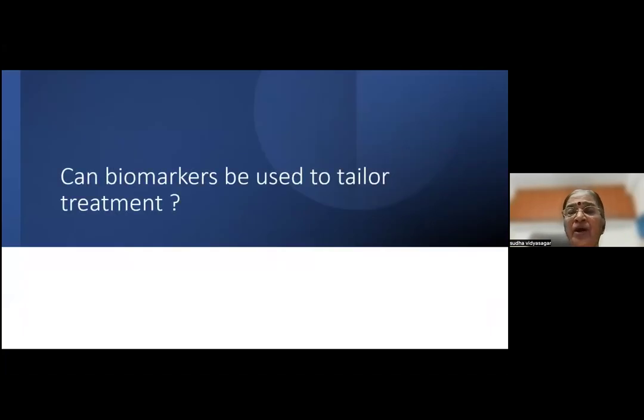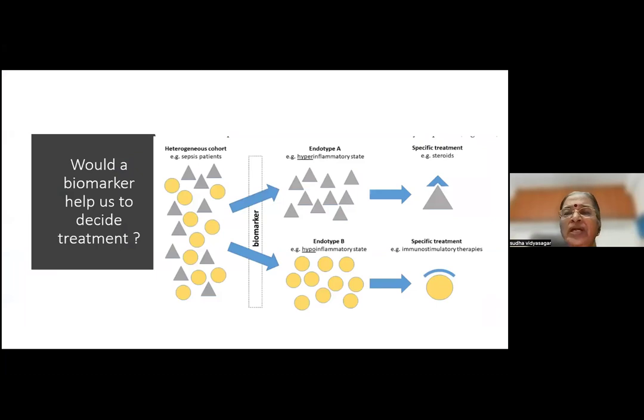Lastly, can biomarkers be used to tailor treatment, for therapy? This is a very interesting prospect. We know that when we have patients with sepsis, some of them have a hyperinflammatory state, some of them are hypoinflammatory. In some, the immune system is very much activated. In some, there is an immune paralysis. We all know that both types happen in sepsis.